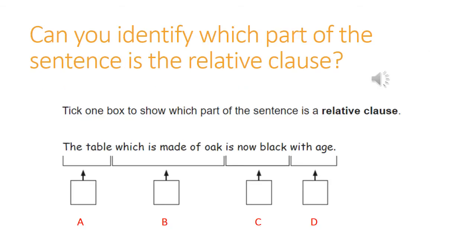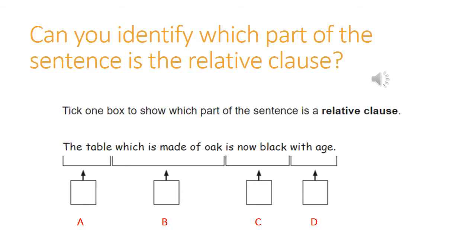Okay, so take a look at our hinge question. Now we've gone over relative clauses and identified different relative pronouns, you should be able to identify them in a sentence. So, have a look at this sentence. The table which is made of oak is now black with age. Can you identify which part of the sentence is the relative clause? To help you, look out for the main clause and look for the relative pronoun. Pause the video until you're ready to find the answer.